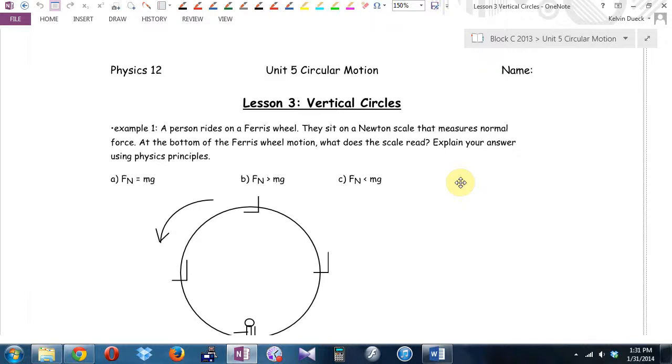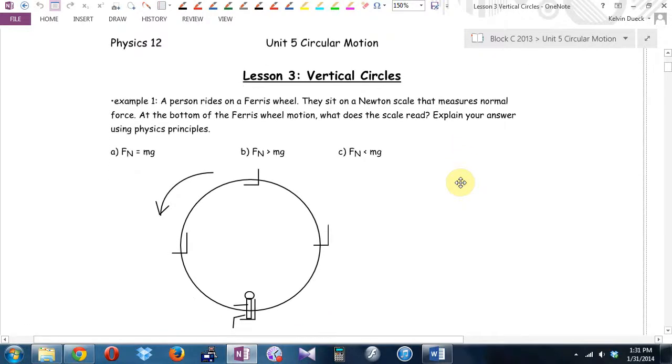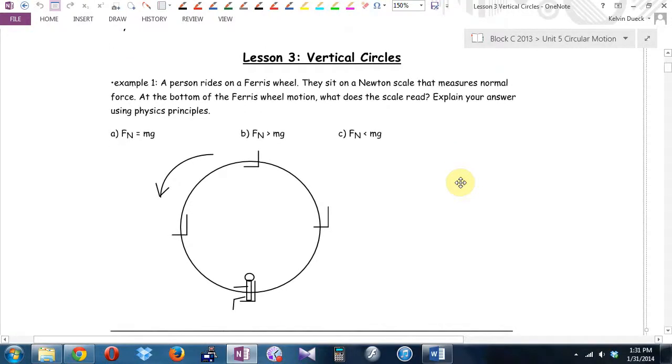Okay? So a person rides on a Ferris wheel. They sit on a Newton scale that measures normal force. Of course, a scale measures normal force. I've tried to beat that into you guys this year. At the bottom of the Ferris wheel, what does the scale read? And convince me. Does the scale read A, mg? B, does the scale read a bigger normal force than mg? Or C, does the scale read a smaller normal force than mg?